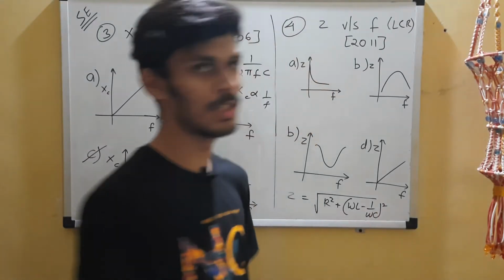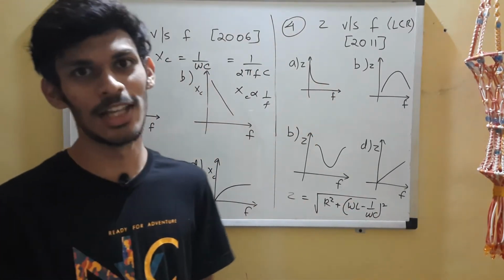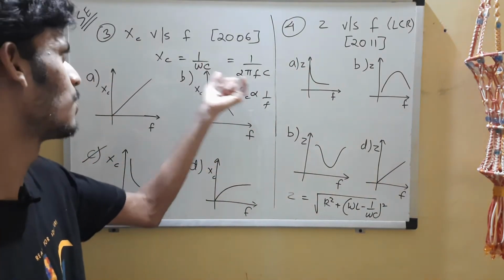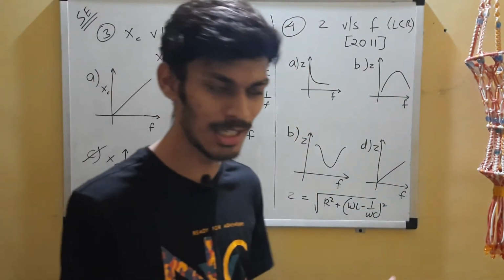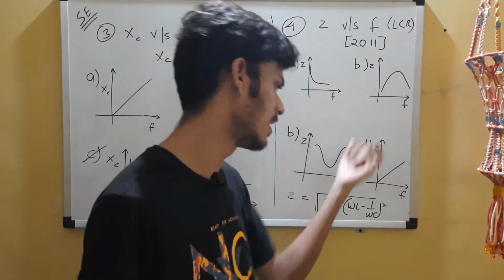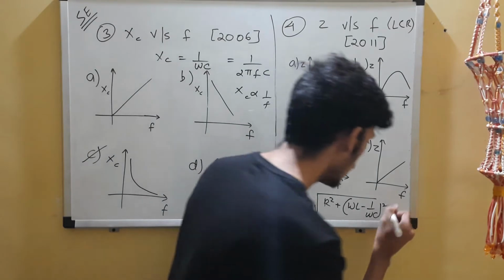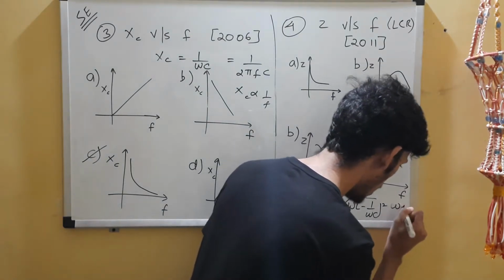So let's take two scenarios: when omega is high and when omega is low. Now omega, if you see, is 2 pi f. So higher omega means higher frequency. We need not go to frequency again; we'll say higher omega means higher frequency. Let's take the first scenario, high omega.